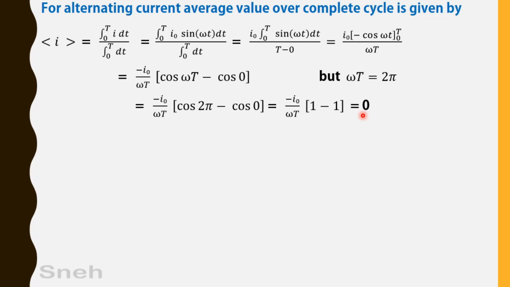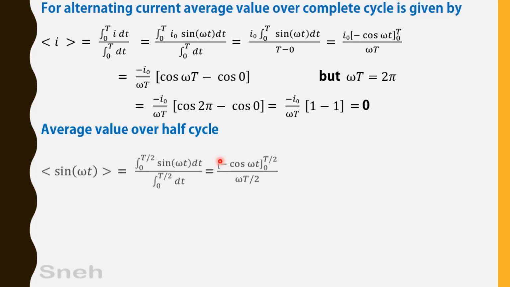Then let me try for the half cycle. Now let me see what is the average value over half cycle. When I want to find that average value over half cycle, I can consider either the positive half cycle or the negative half cycle. And when I'm considering either of these, what change is there? Only the limits of integration will be different. The rest of the thing will remain as it is.